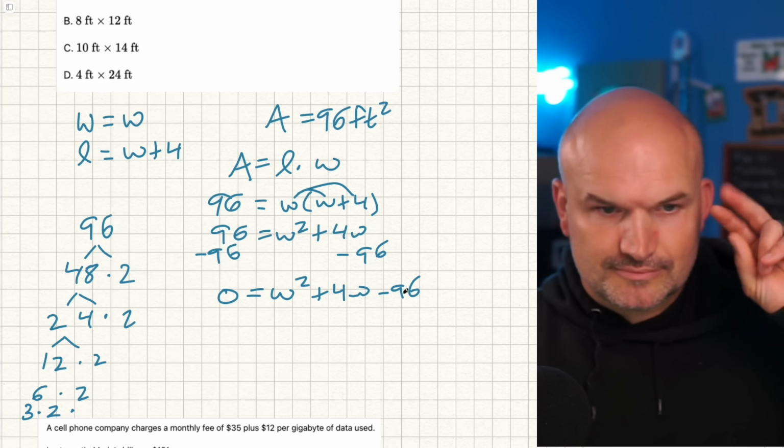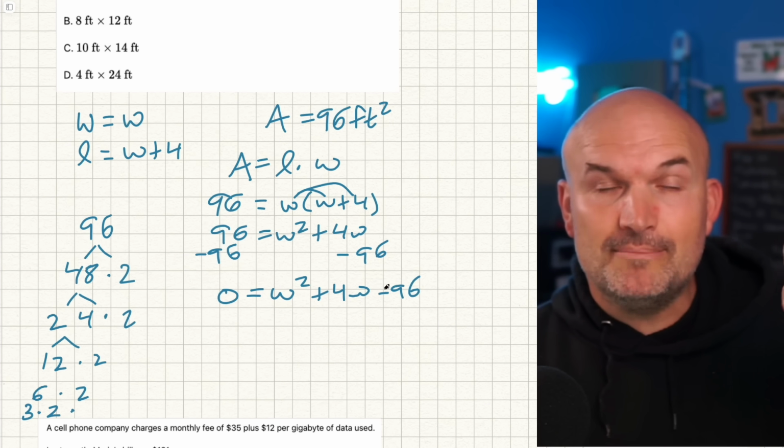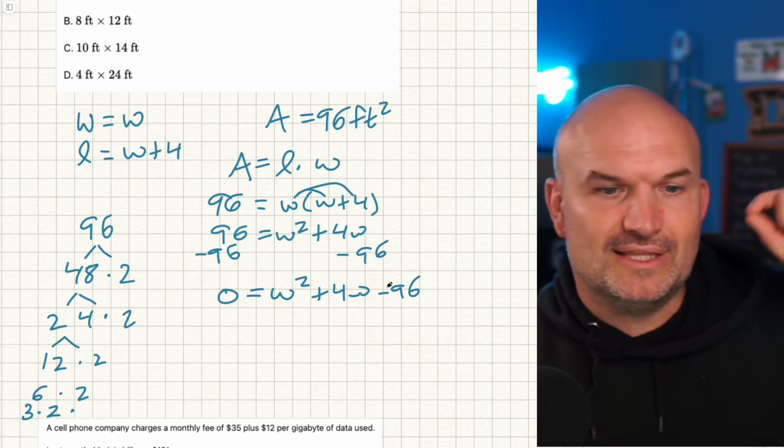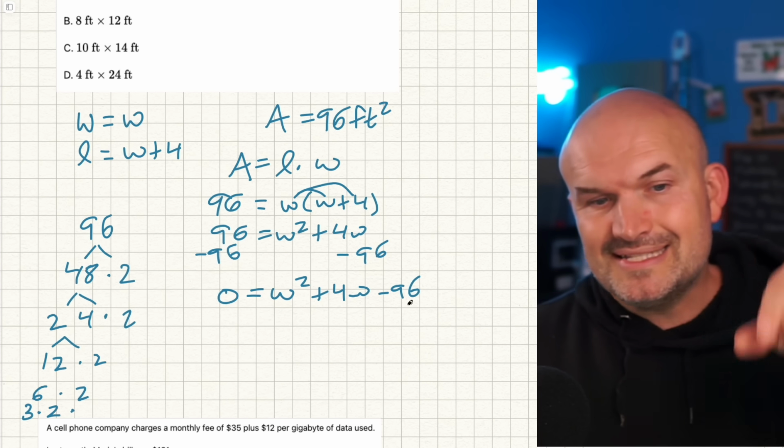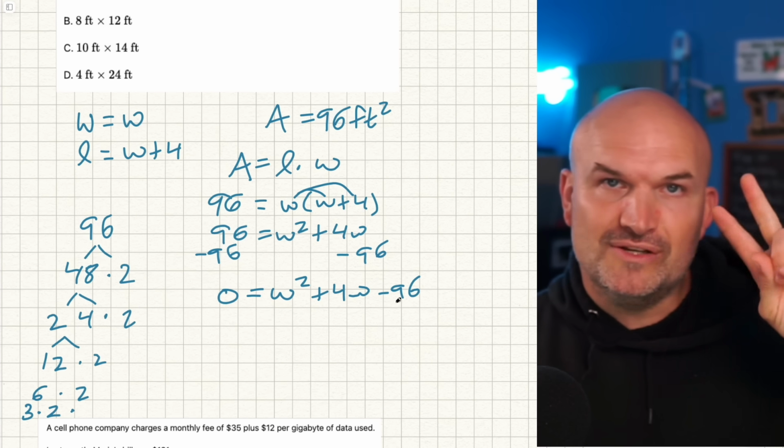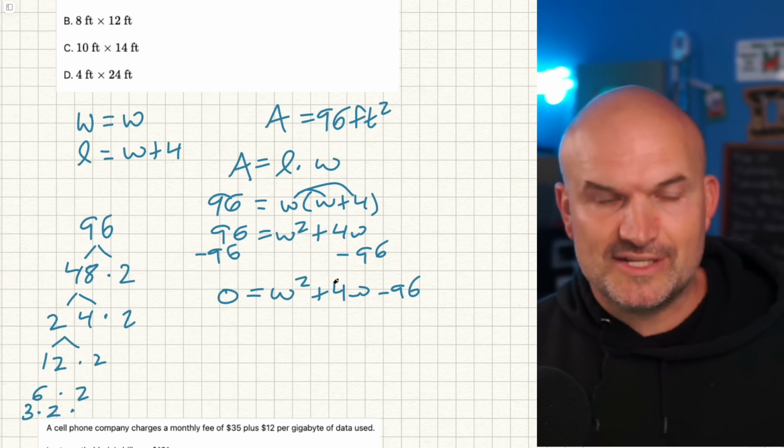Well, remember, when you're trying to factor something, the last number is going to tell you whether you are looking for a difference of the two factors or a sum of the two factors. Since this is a negative 96, I'm looking for a difference of my two factors. That is going to be 4.